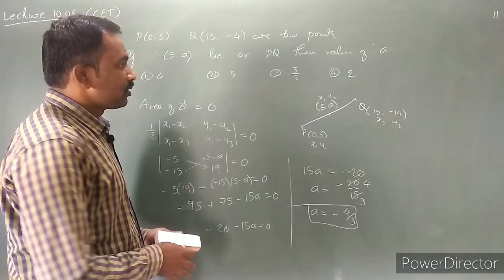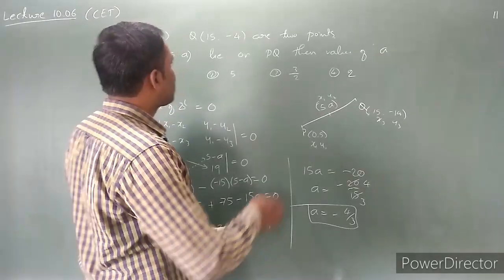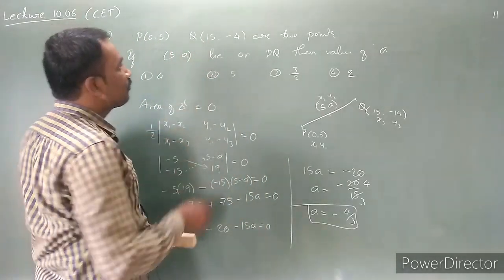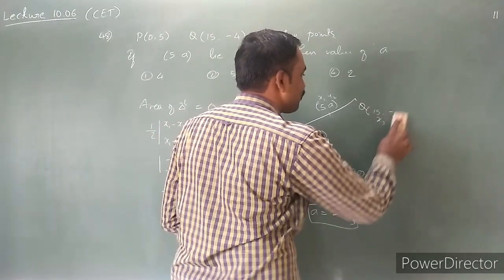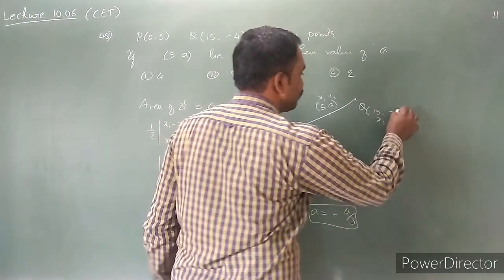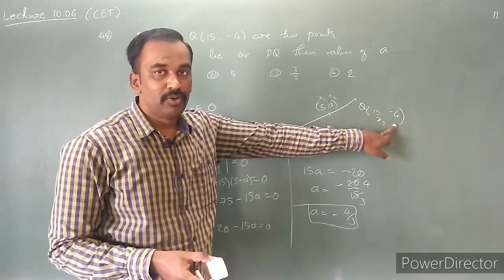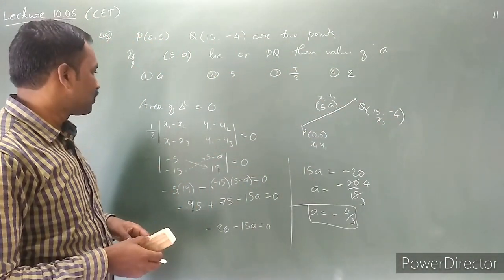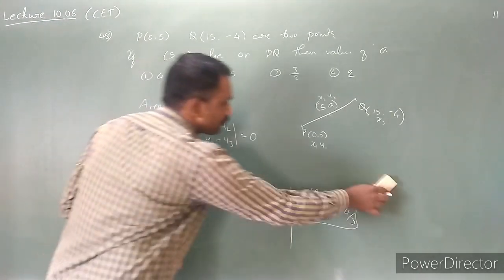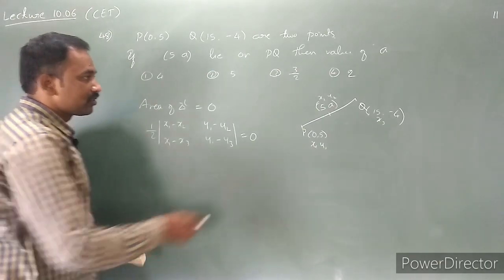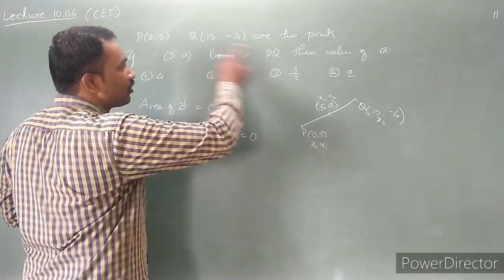Check it. Here is a small mistake I made. What is the mistake? The Q point is 15 comma minus 4, but I chose 15 comma minus 14 here. So let me change it. Instead of 14, I should consider 4, otherwise it becomes a problem. Now I will solve from here. So it is a lesson from copying down: we must carefully note down the points.